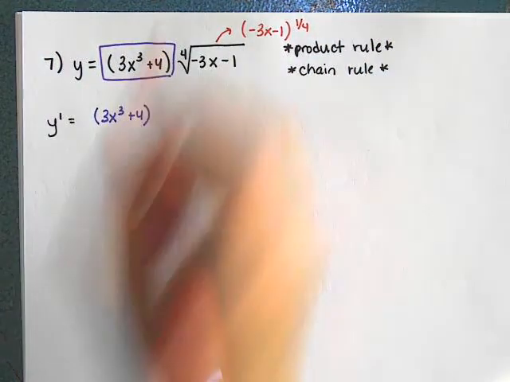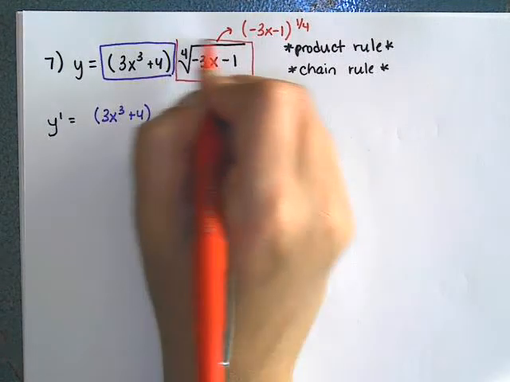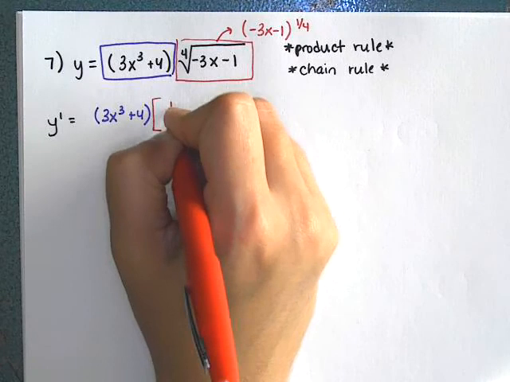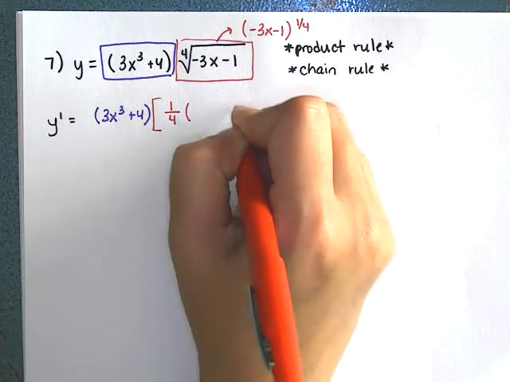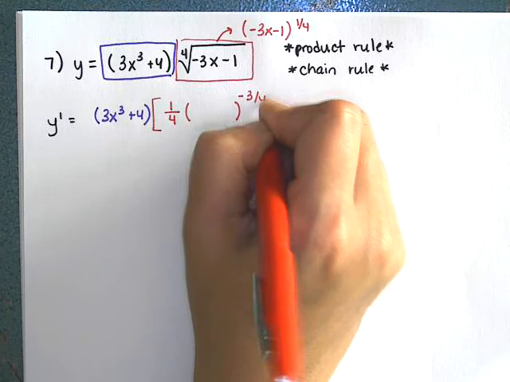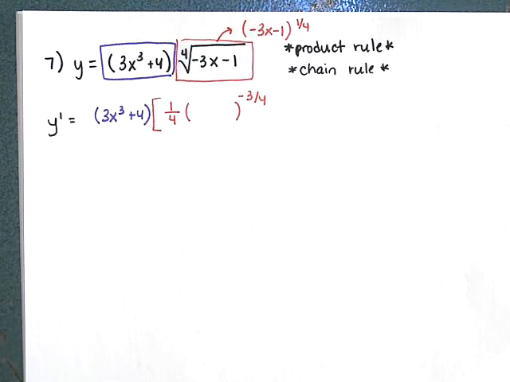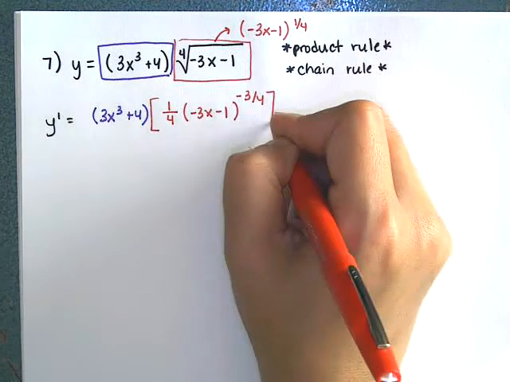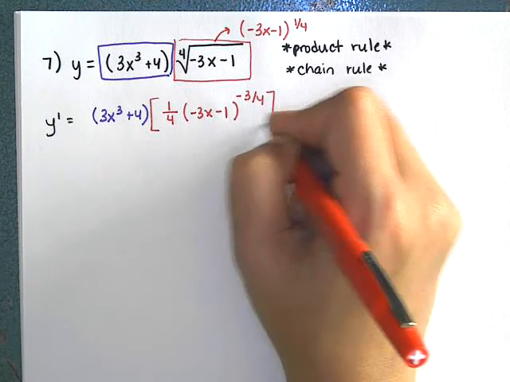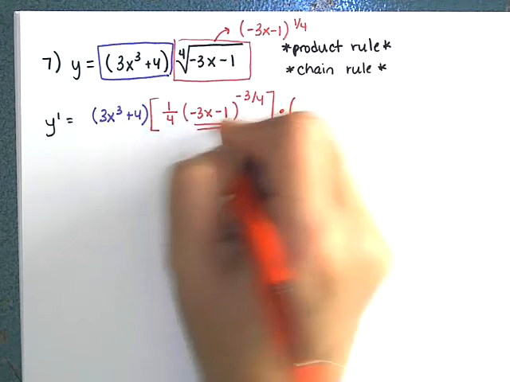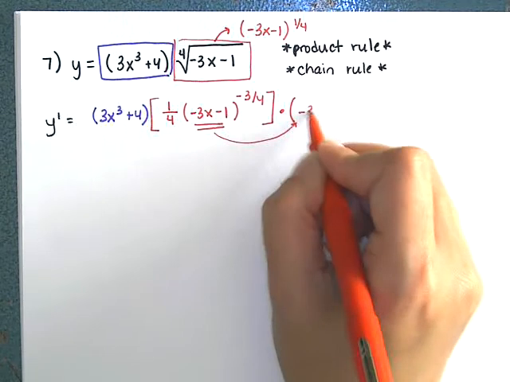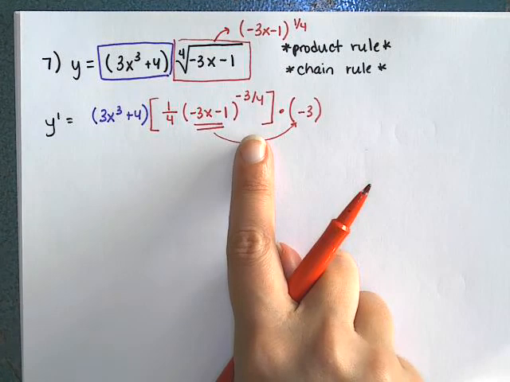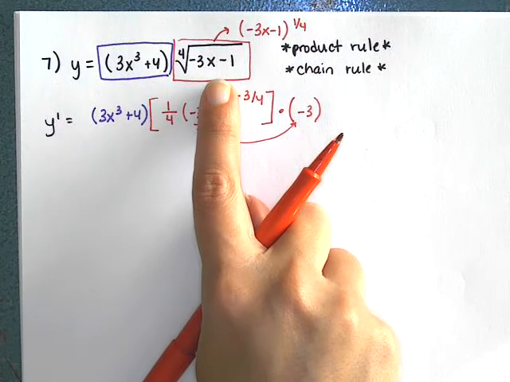I'm trying to take the derivative of this part, which I think is easier if you think about it as a fraction. So to get that derivative, I would drop the 1/4 and make it a negative 3/4 power by subtracting 1, and I would leave the inside alone. Then I would need to multiply by the derivative of the inside, which would be negative 3. This is all part of doing the derivative of this part.